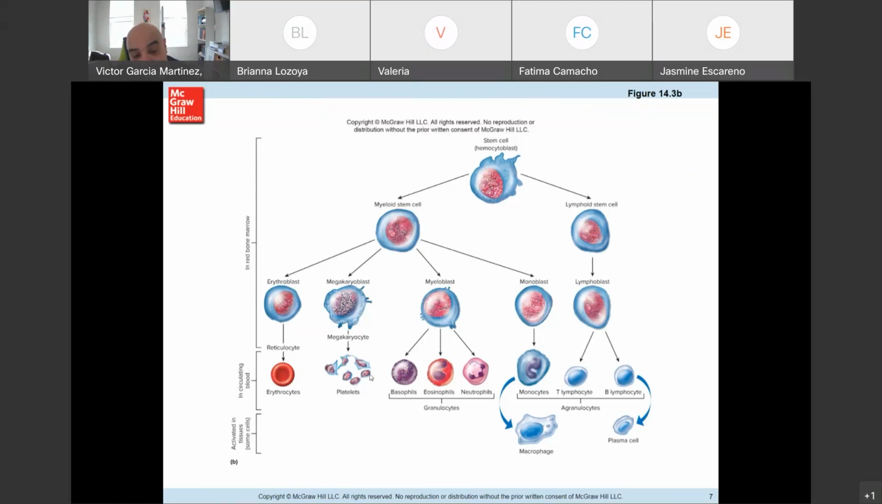We have platelets again. They are not cells. They are pieces, cytoplasmic pieces of this cell. And this cell is called megakaryocyte. It's this one. And we're going to have small pieces of cytoplasm. Then we have another granddaughter from the myeloid stem cell.